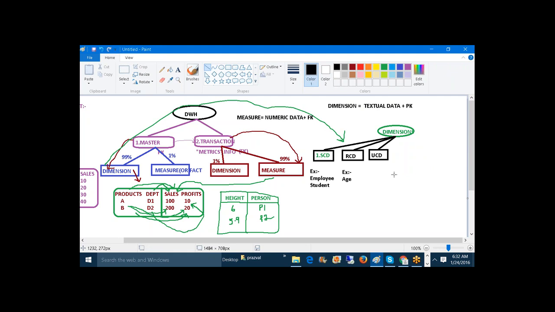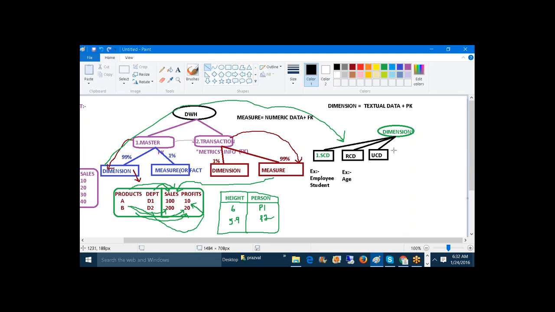So what are the examples? Gender is the best example because gender cannot change, and the date of birth is the best example which cannot change, and even the traffic signals. The traffic signals are also the best examples for the UCD.